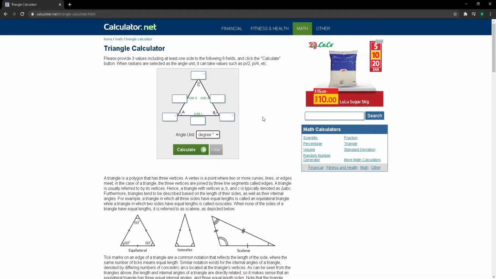So to be able to test this website, we need, of course, to solve. So I'll give you some examples so that you could follow. Now to test our online calculator, let's try out some problems.